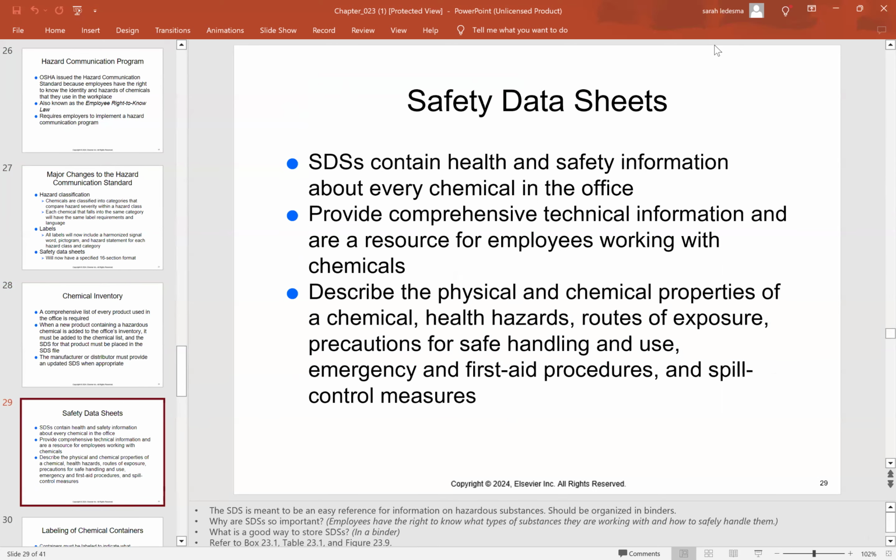SDS contain health and safety information about every chemical in the office. They provide comprehensive technical information and a resource for employees working with that chemical. And they also describe the physical and chemical properties of the chemical, health hazards, routes of exposure, precautions for safe handling and use, emergency and first aid procedures, and then spill control measures.